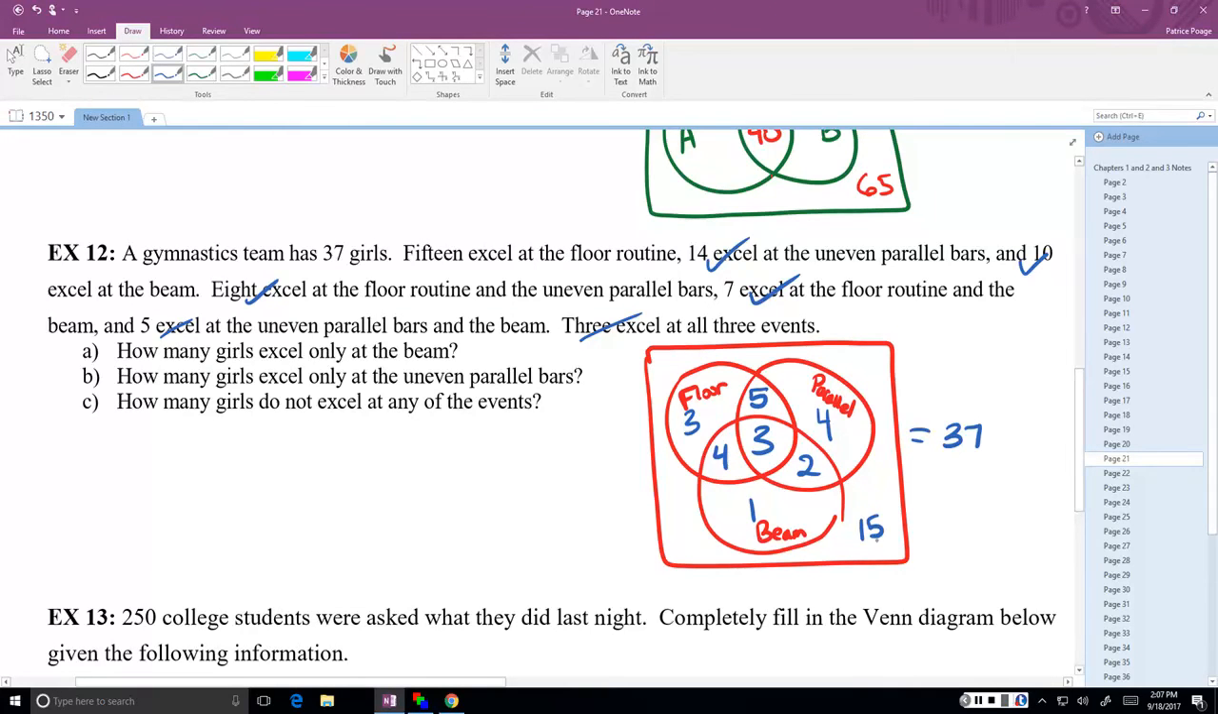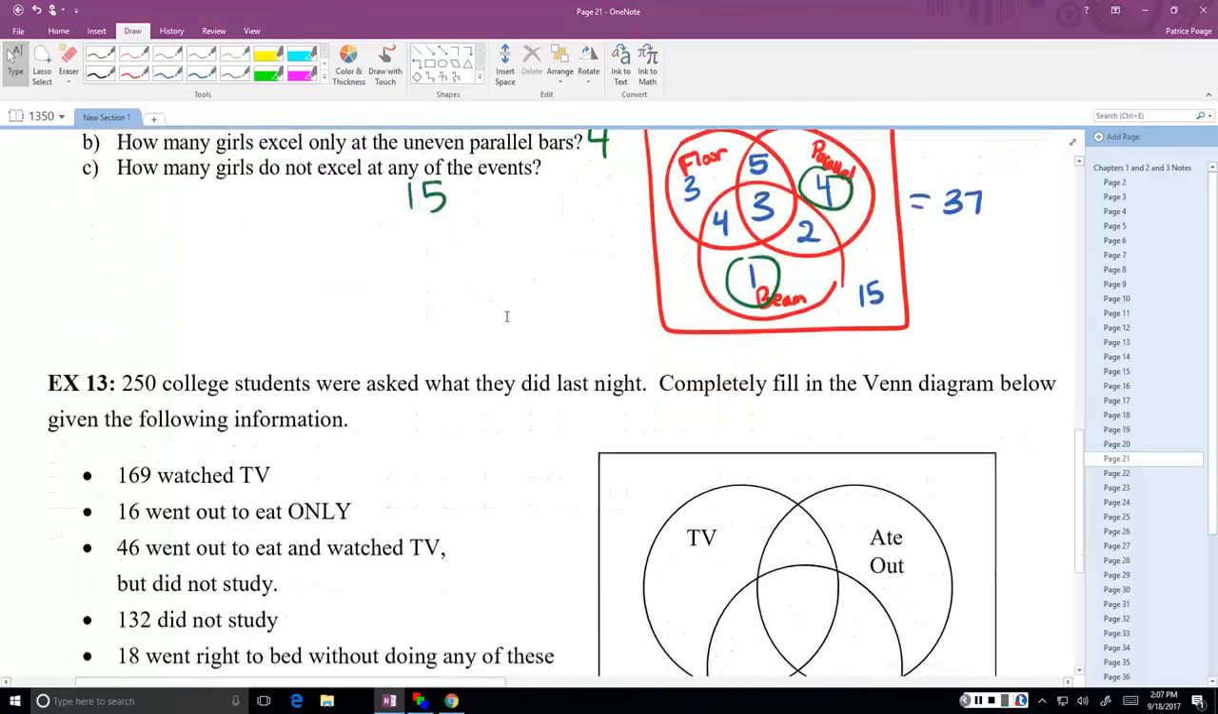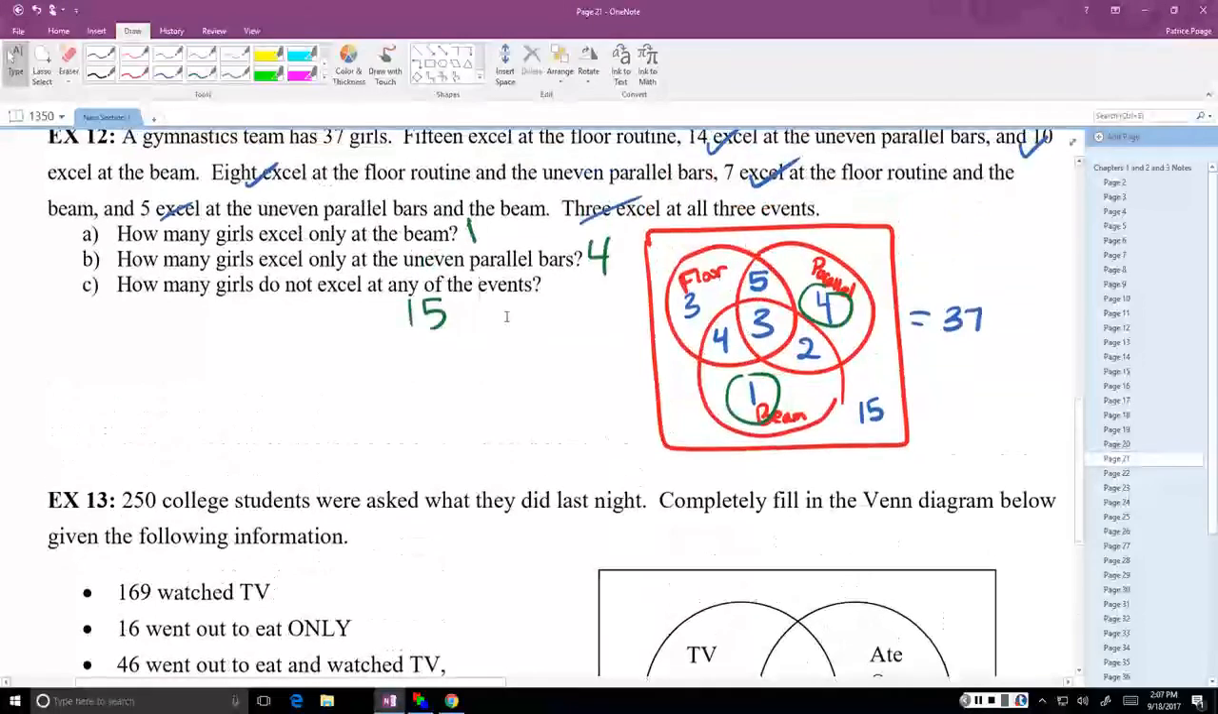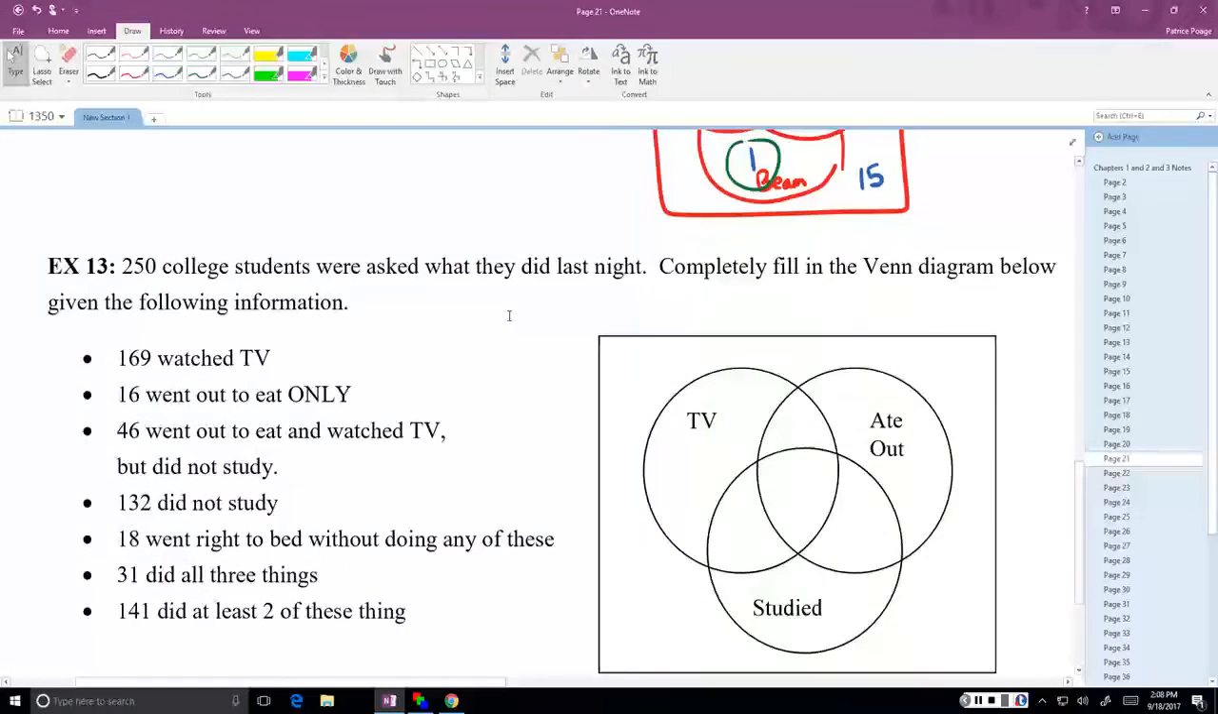So then let's see if we can answer our questions. How many girls excel only at the beam? That one right there, 1. How many excel only at the parallel bars? 4. How many do not excel at any of these 3 events? So once we have our picture, our questions are fairly easy. Question on that? Okay.